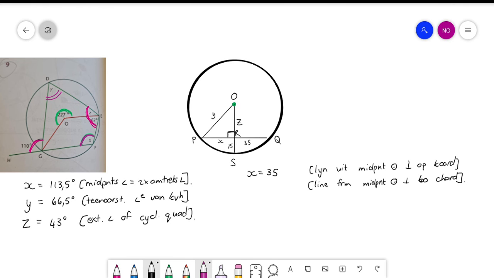Okay. Y en z moet ewe lank wees. These two must be the same length. I hope you guys understand that because they are both radii of a circle. So y, nie y en z nie, y en z plus 25 moet ewe lank wees.